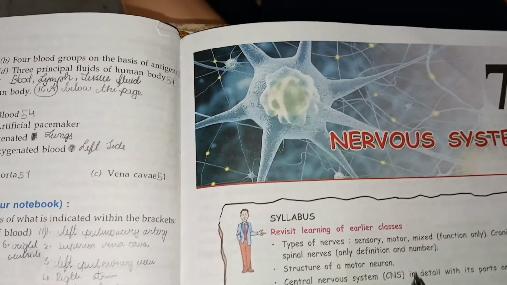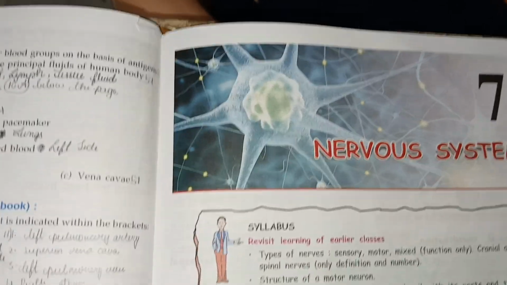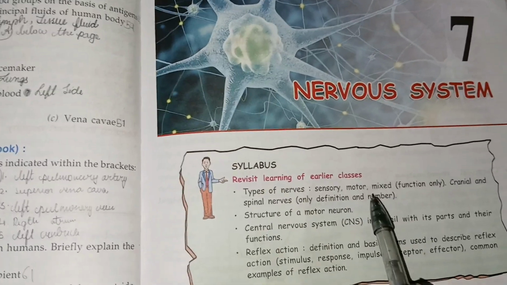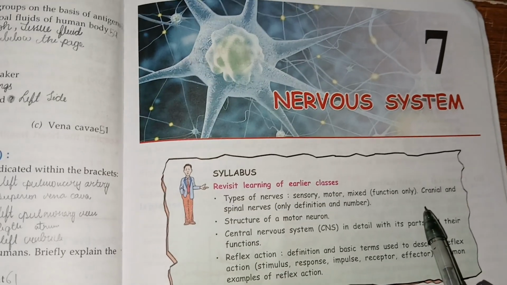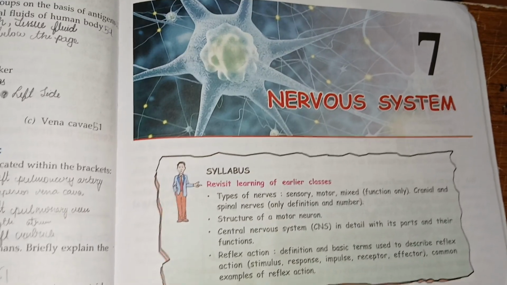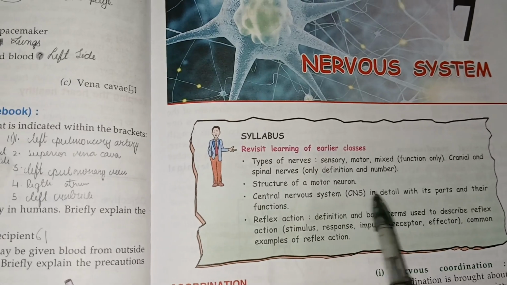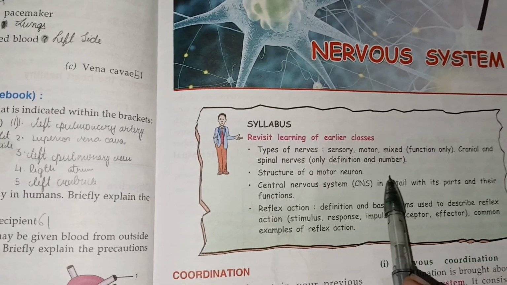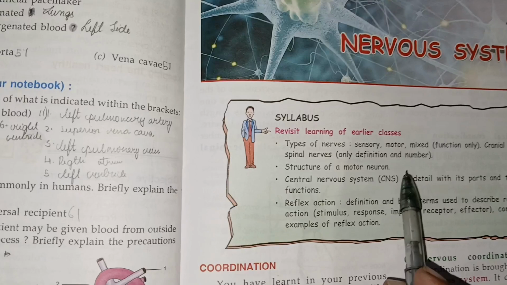So the topic is about nervous system. The subtopics covered in this lesson are types of nerves: sensory, motor, mixed. These three types of nerves to be studied: cranial and spinal nerves. So definition and their number are to be learned. Structure of a motor neuron. So these are the words going to be learned. Some of the words are learned through their functions and some are through their definition.